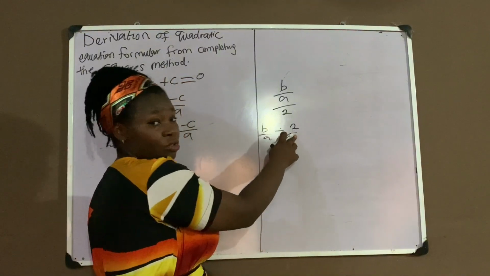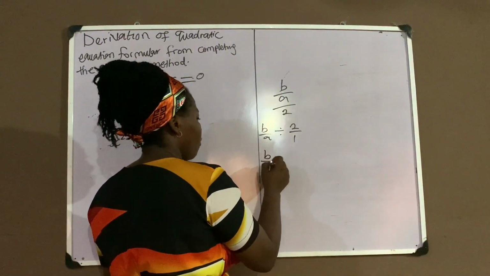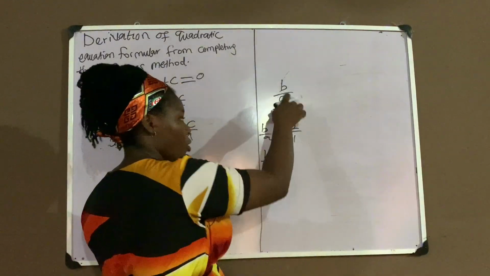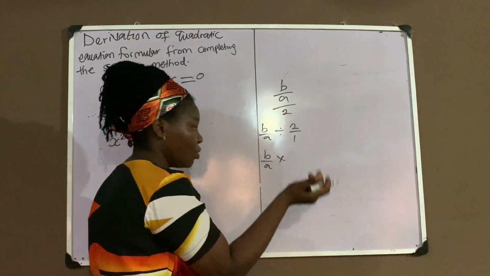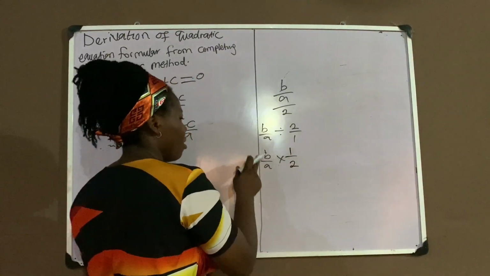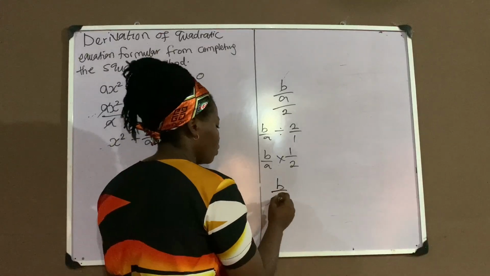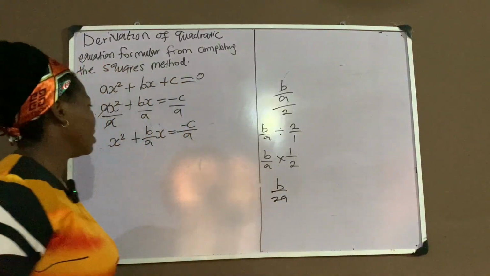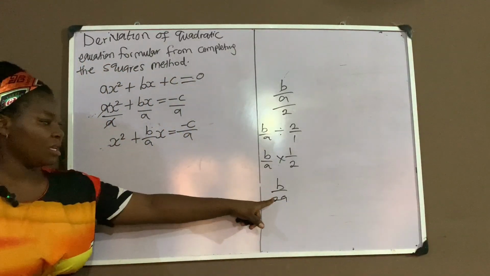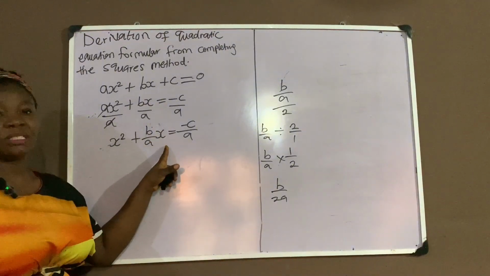So we can make this 2 become a fraction by simply dividing by 1. So we now say b over a times, this one comes up, this one goes down. You should know this type of mathematics. This is 1 over 2. Now b times 1 will give us b. a times 2 will give us 2a. So the half of b over a is b over 2a. That is the half of the coefficient of this x.